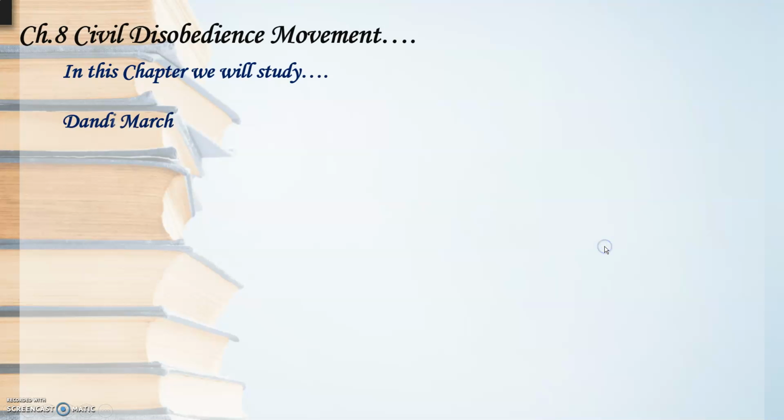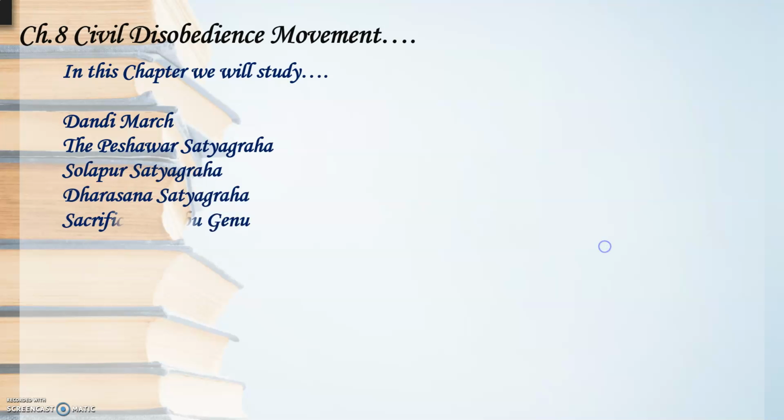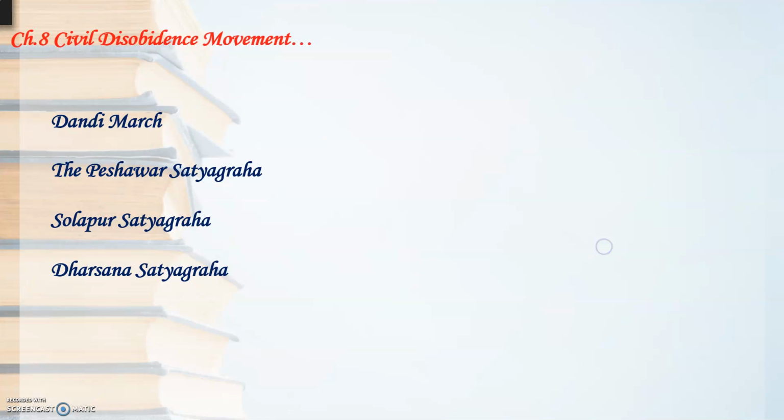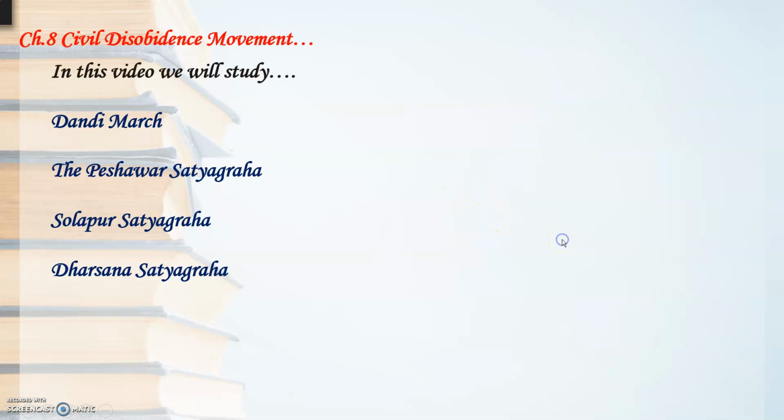In this chapter, we will cover the following points: Dandi March, the Peshawar Satyagraha, Solapur Satyagraha, Darasana Satyagraha, Sacrifice of Babu Genu, Roundtable Conference, Gandhi-Irwin Pact, Pune Pact, and the second phase of the civil disobedience movement. In this video, today we will study the first 4 points, that is Dandi March, the Peshawar Satyagraha, Solapur Satyagraha, and Darasana Satyagraha. So let's get started. The 8th chapter, Civil Disobedience Movement.